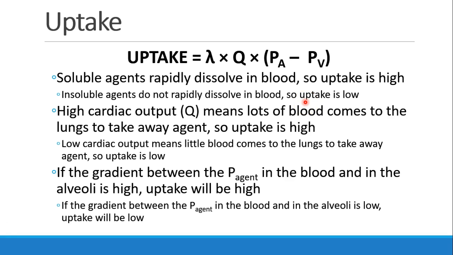When cardiac output is high, it means lots of new blood is coming to the lungs to sweep away the agent, so uptake would be high. When cardiac output is low, it means little new blood is coming to the lungs to take away agent, so uptake is low. And when the gradient between the agent in the blood and in the alveoli is high, then uptake will be high. But if the gradient is low, then uptake will be low.